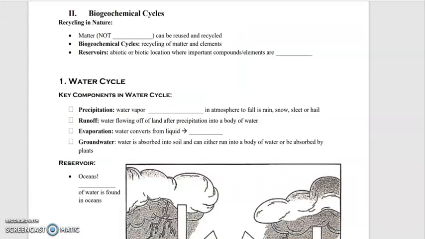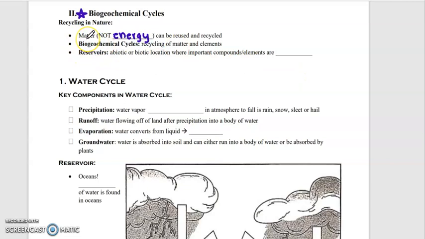Okay, so we call these cycles a very fancy term. We call them biogeochemical cycles. And if we look at all those prefixes, bio we know means life, geo could mean earth, rocks, chemical, we can think of chemicals. So it's how materials are moving through life forms, through rocks, through chemicals on earth, and how they are being recycled. So we've touched on the fact that matter, not energy, can be reused and recycled.